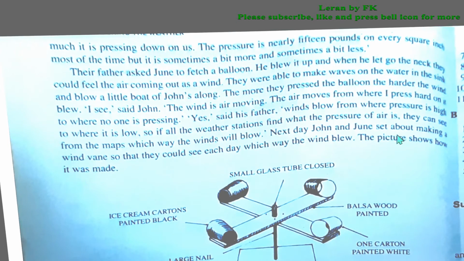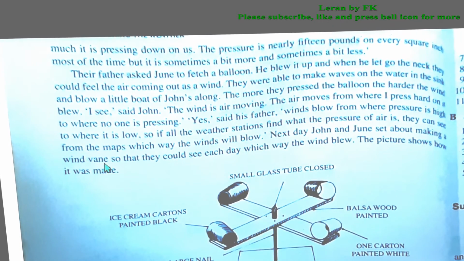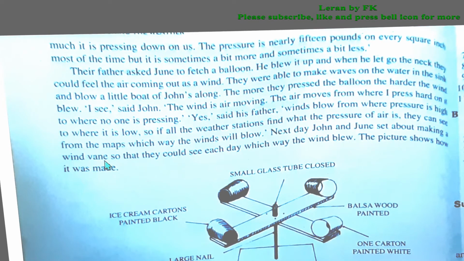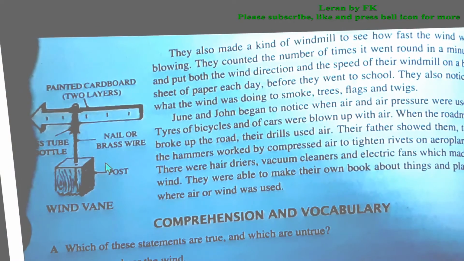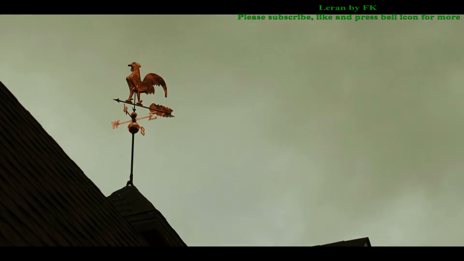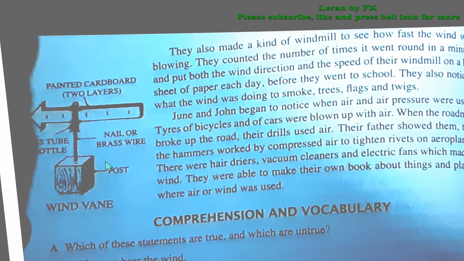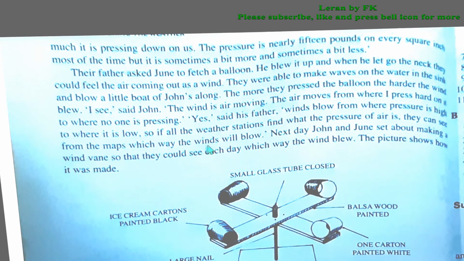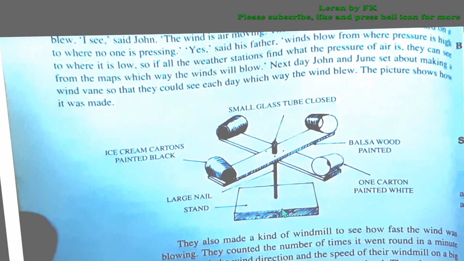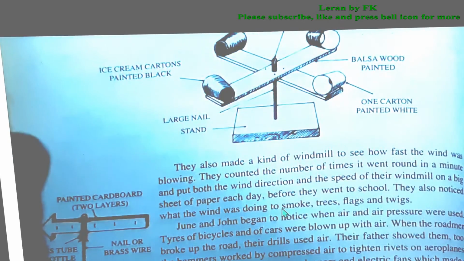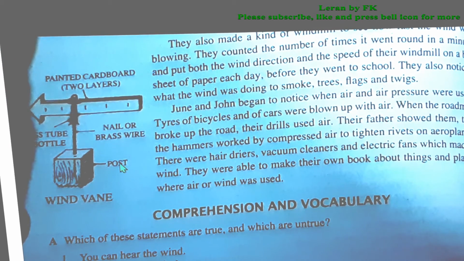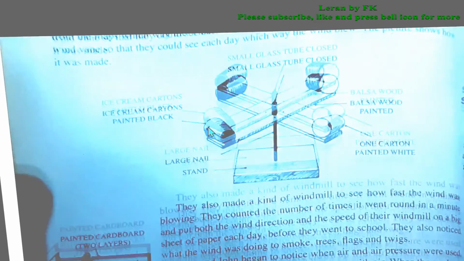Next day, June and John talked about making a wind vane. As you know, a wind vane, which you can see in the picture here, tells you the direction of the air. It becomes like an arrow, and it might be a different thing also. I will show you in the picture in my video, which will make it clear. The picture shows how it was made. You can see here the post. A post means a pillar of wood or something which can hold a body or things. They also made a kind of windmill.